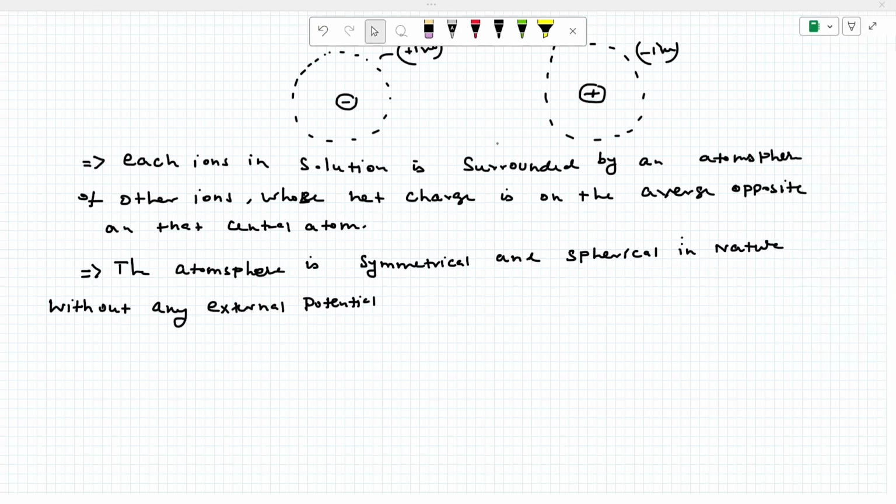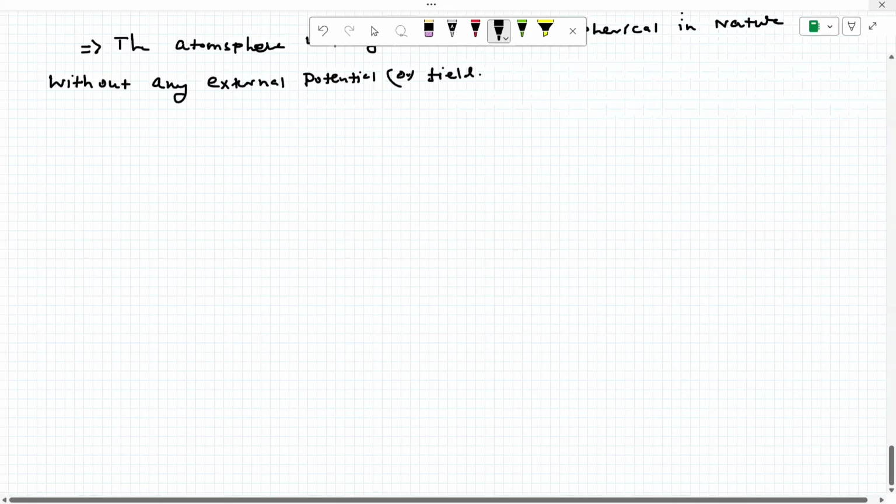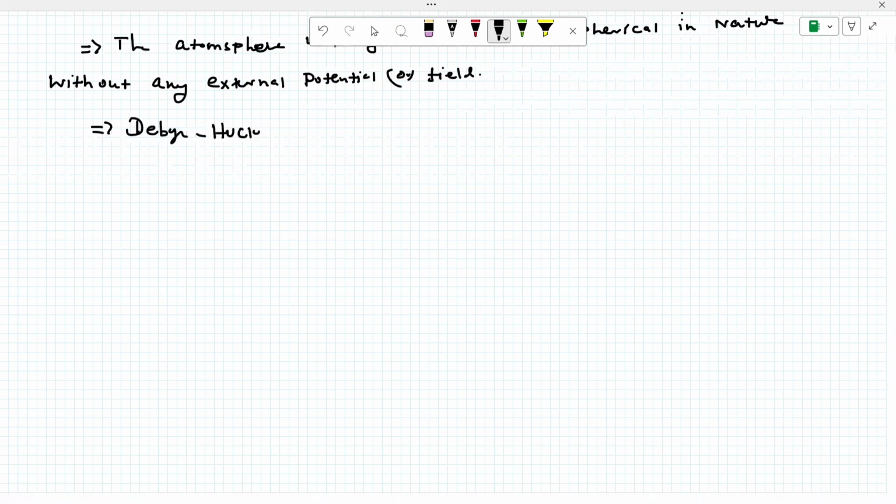External potential or field. Okay. Got it. This is an important point. Now the Debye-Huckel-Onsager theory introduces two effects. Number one, that is called the asymmetric effect.